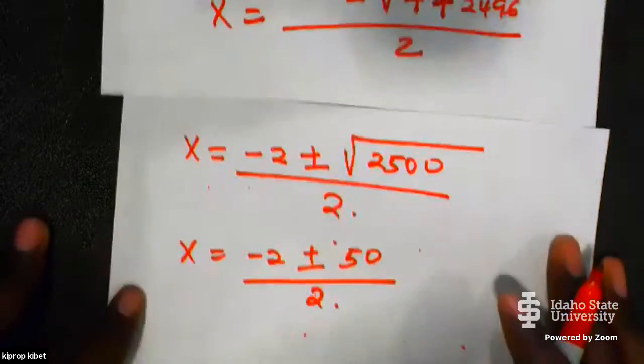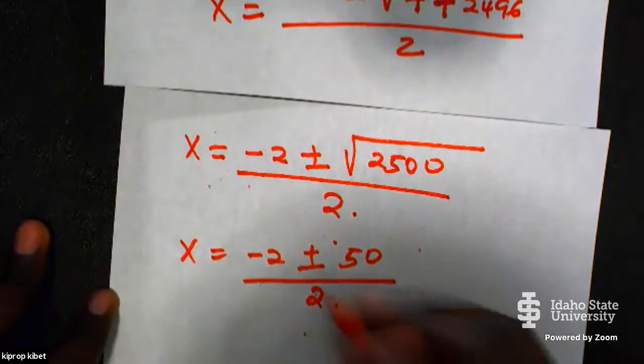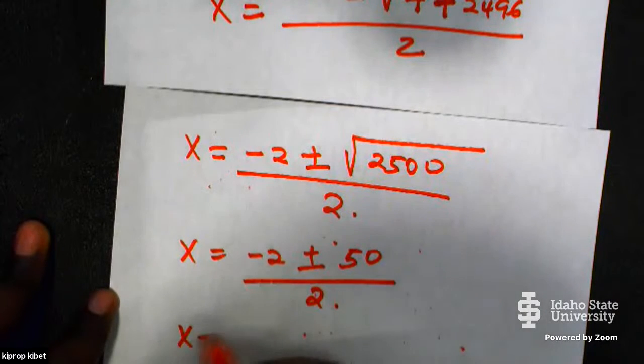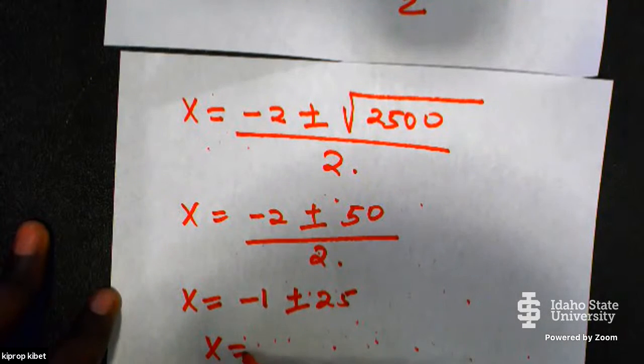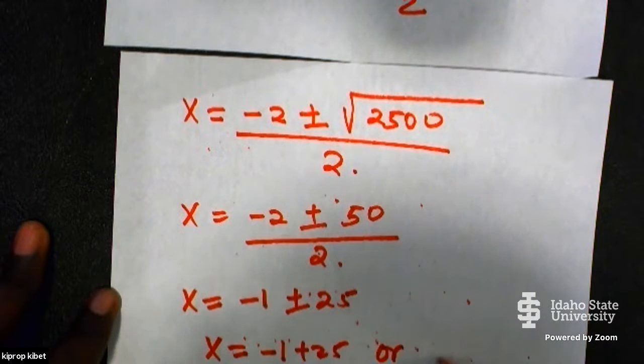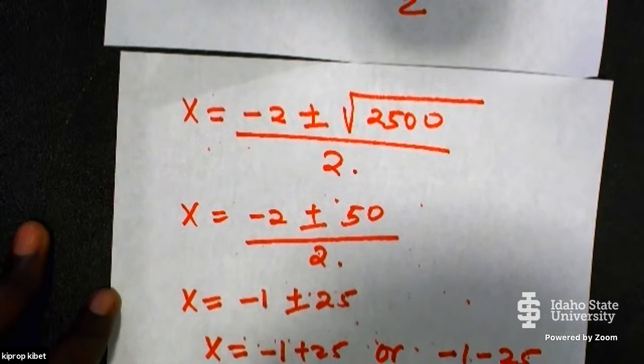So what will be our x? When you divide everywhere by 2, our x equals minus 1 plus or minus 25. So our x equals minus 1 plus 25 or minus 1 minus 25. So our x equals 24 or minus 26.